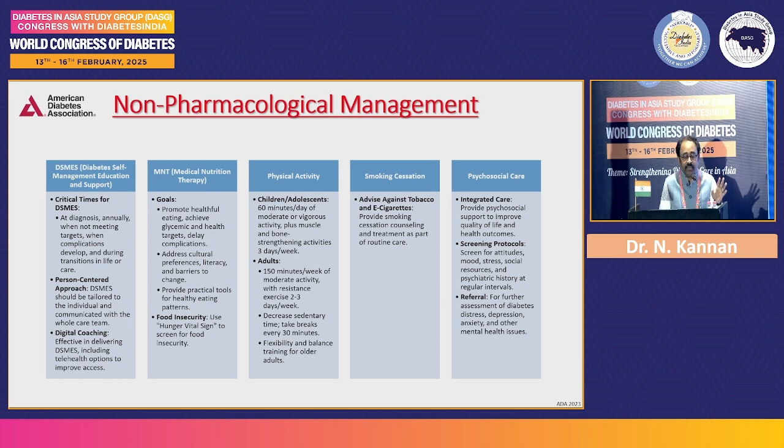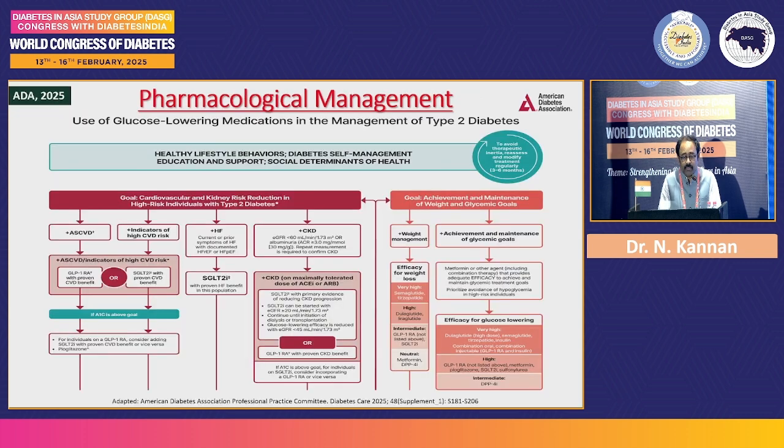Diabetes self-management education and support is very important, along with medical nutrition therapy, because medical nutrition is an integral part of diabetes management. Without these, diabetes management is not fulfilled. These are the cornerstones in the management of diabetes, including physical activity, smoking cessation, and psychosocial care. Because most type 1 diabetic patients, and the elderly population with type 2 diabetes, will have some sort of mental disturbance and psychosocial impact.